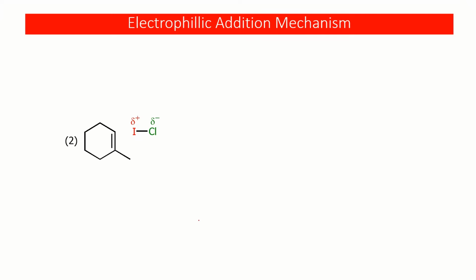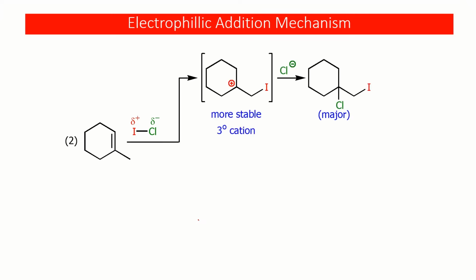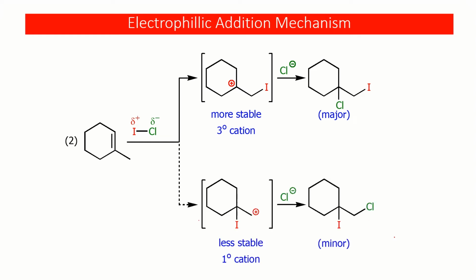a cyclohexene, methyl cyclohexene, with iodochlorine. Iodine, of course, being less electronegative than the chlorine, is the electrophilic part of that molecule. So the nucleophile, i.e. the alkene, will attack the electrophile, and there's a possibility of two carbocations, the tertiary carbocation or this primary carbocation.